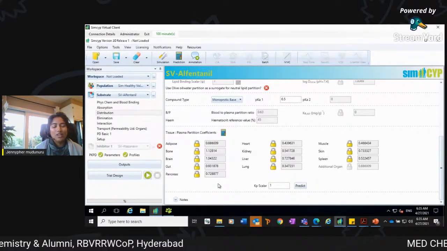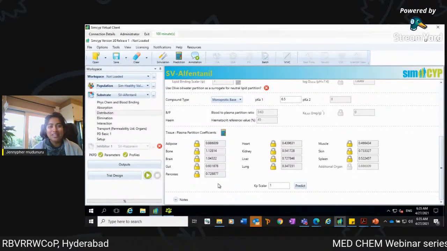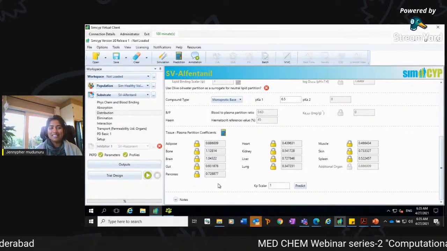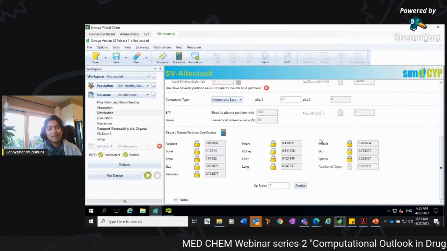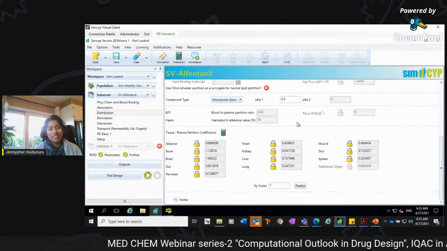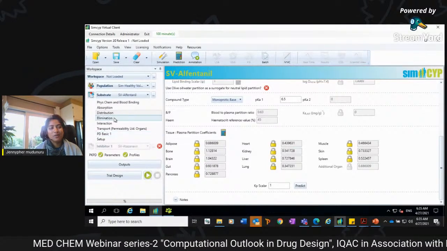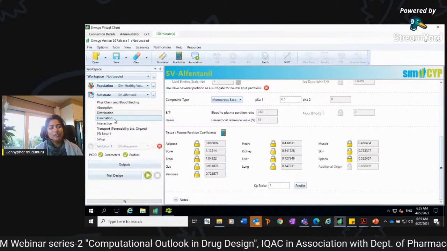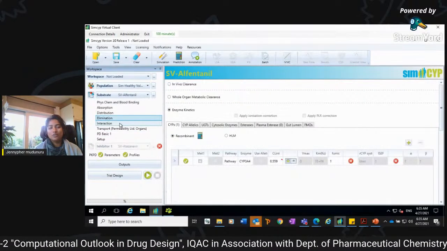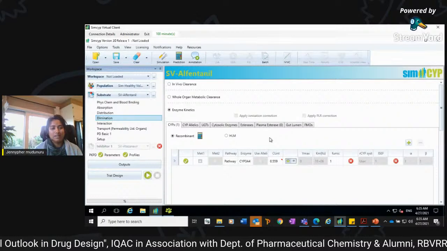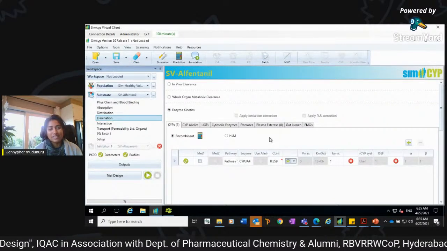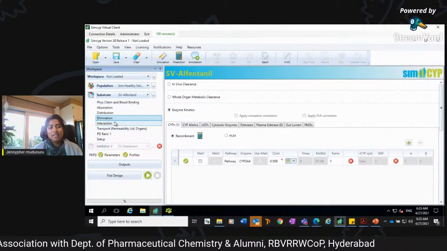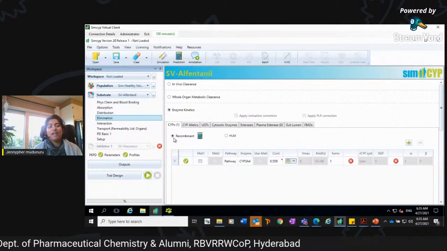I might be throwing a lot of new terms out. I'm trying to keep it as simple as possible, but I will be happy to take any questions at the end of the presentation. So shout out if it's going into too much detail, but I'm going to try to keep it simpler. The elimination part is where you define your clearance.